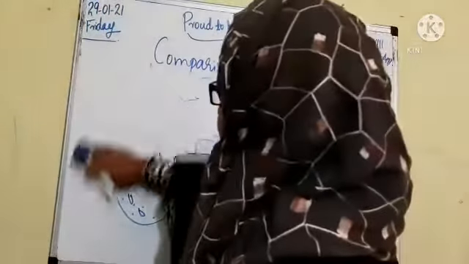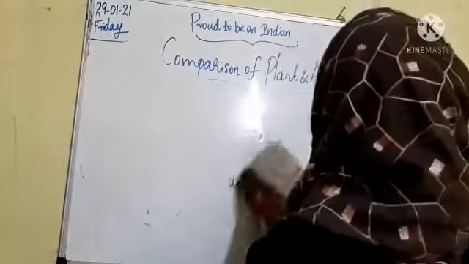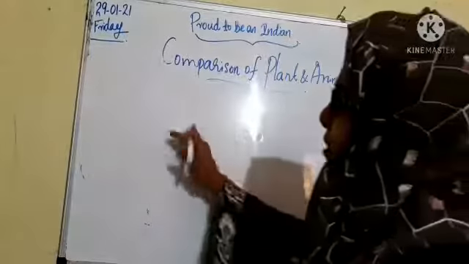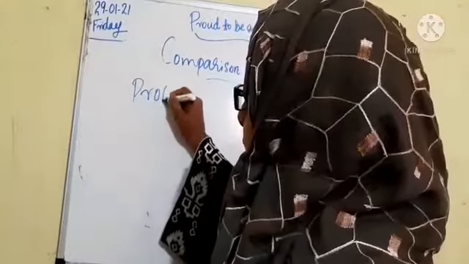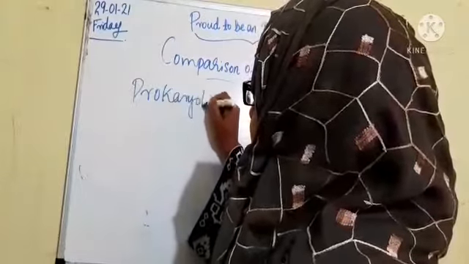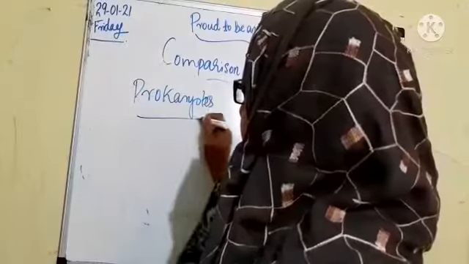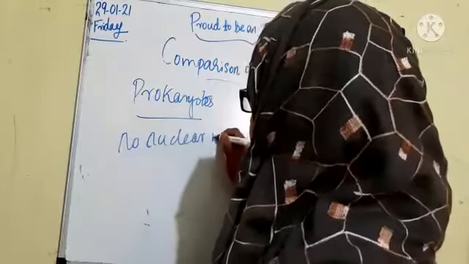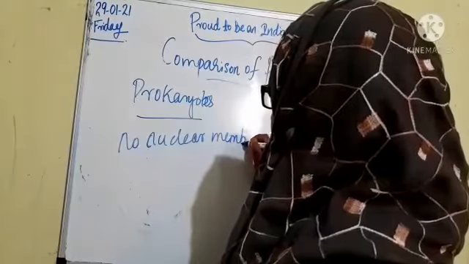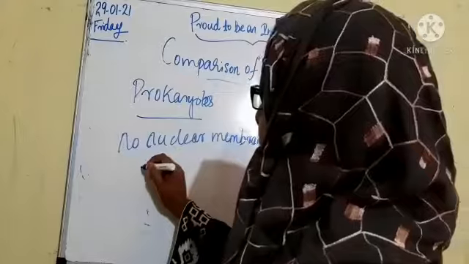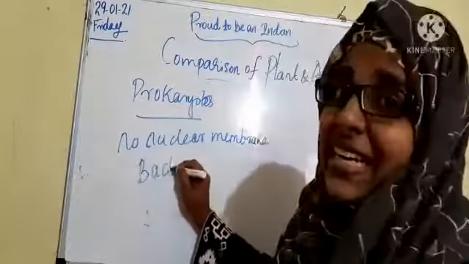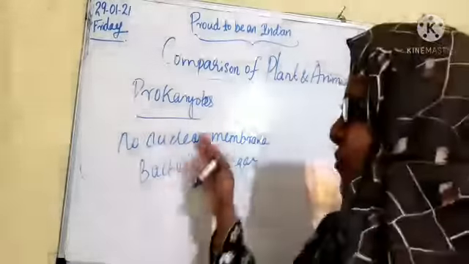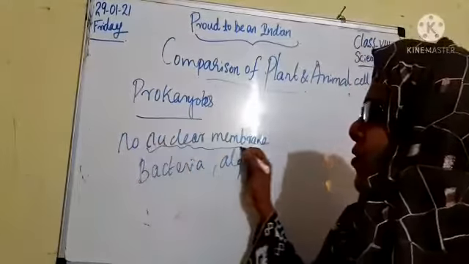The word is a little difficult, but you should learn it, because it will come for the exam. Very important word: prokaryotes. Prokaryotes means the cells that have no nuclear membrane. That we call prokaryotes. For example, we can say bacteria, then algae. These are all the main examples of prokaryotes. They don't have nuclear membrane.